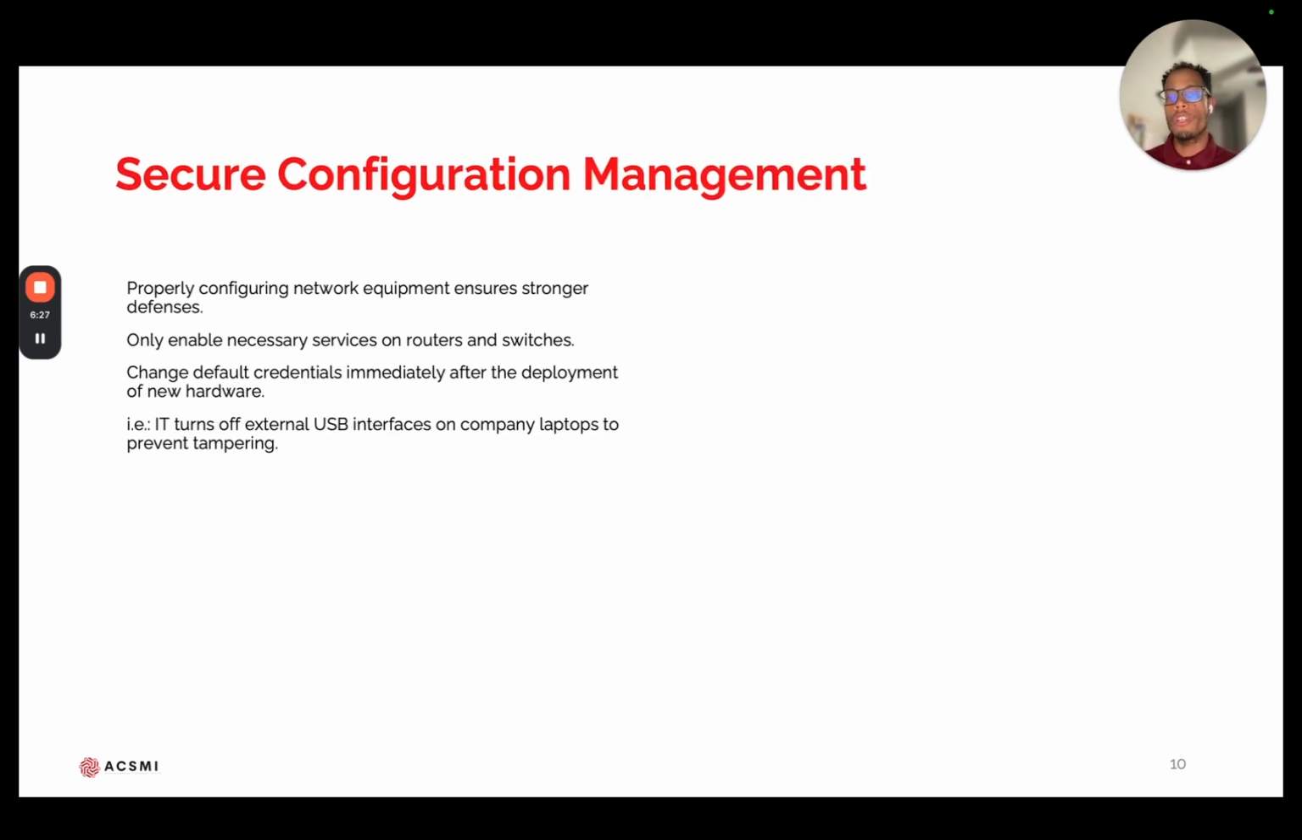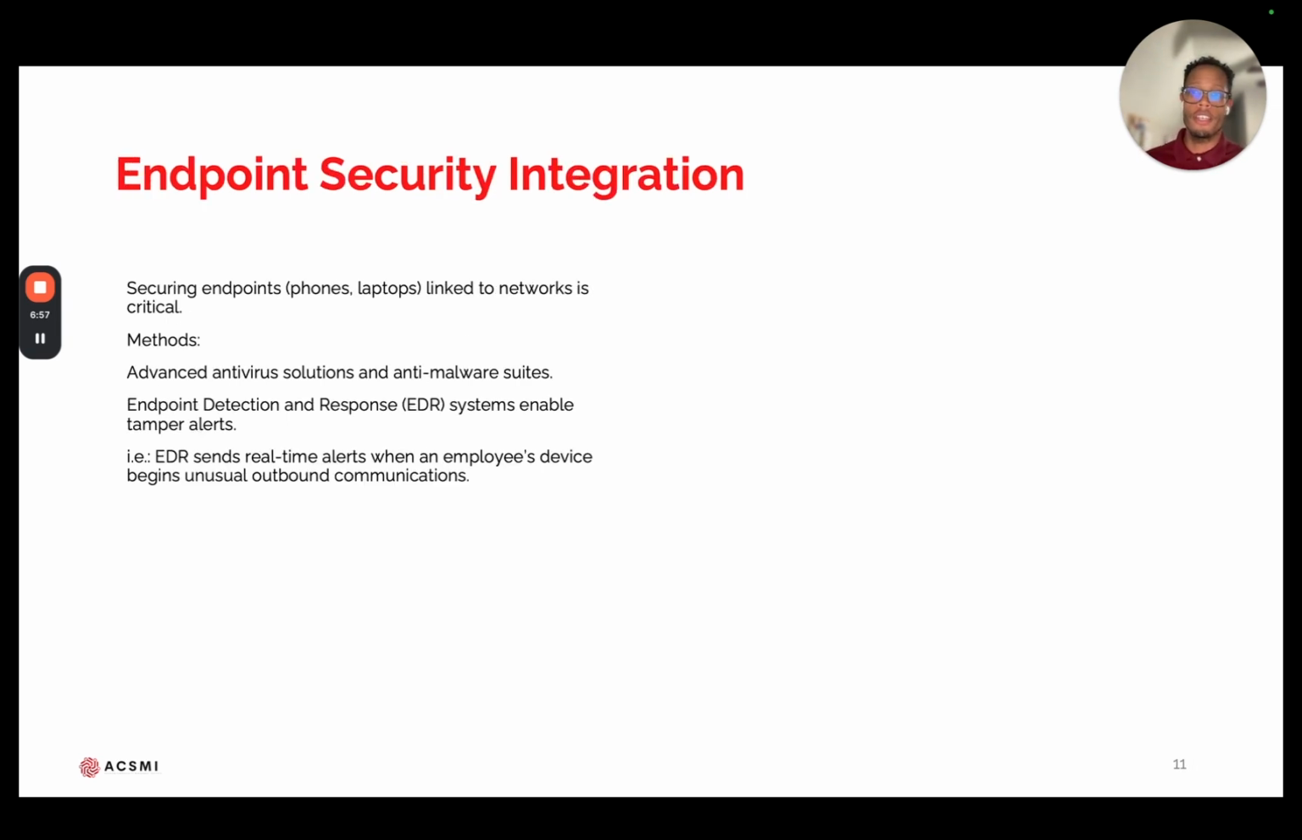Having secure configuration on an actual system, here's an example. Let's say you have a Linux web server that you set up, and within that you decided to use Apache web server. Well, that Apache web server is going to have a config file, so you can absolutely modify that config file to your liking. So you want to change the aspect of using default credentials, especially after you deploy it. You want to turn off external USB interfaces on laptops to prevent tampering, because anyone can just plug in their USB, and we don't want that.